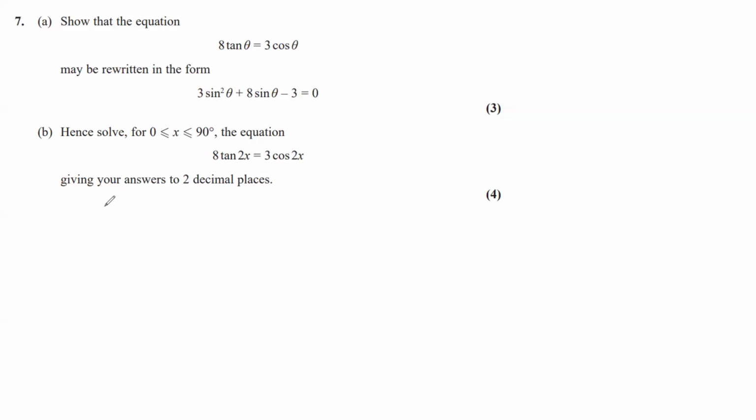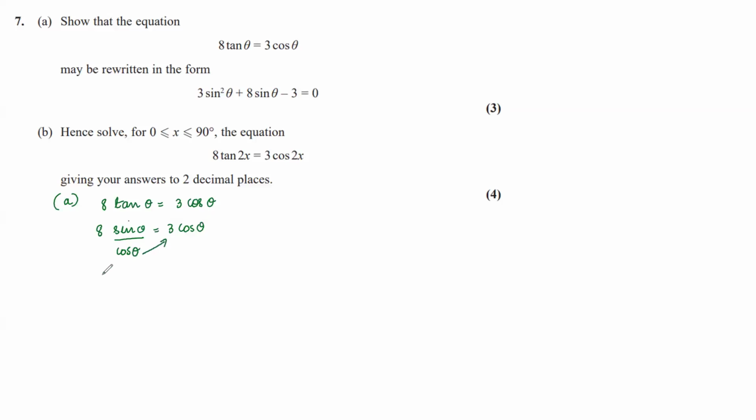So that the equation 8 tan theta equals 3 cos theta, this is the A part, may be written in the form 3 sine square theta plus 8 sine theta minus 3. So we can see that everything is in terms of sine theta. So tan theta can be written as sine theta over cos theta, and 8 sine theta over cos theta is equal to 3 cos theta.